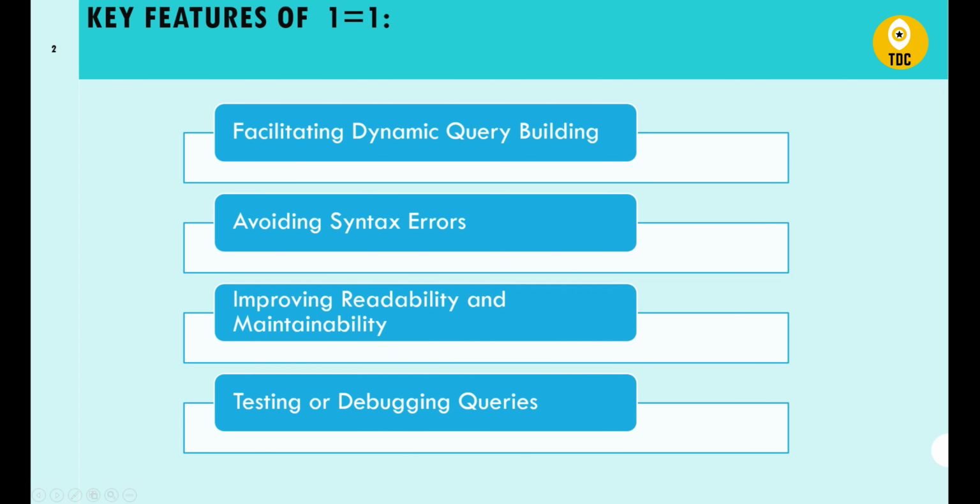So what exactly is 1 = 1, and what are the key features and characteristics of using 1 = 1? It facilitates dynamic query building. As a developer or as a data analyst, you will be writing complex queries, and whenever you're writing a complex query, you have to play around with the conditions. Using 1 = 1 when generating SQL queries programmatically simplifies adding optional conditions in a WHERE clause without additional logic for handling the first condition.